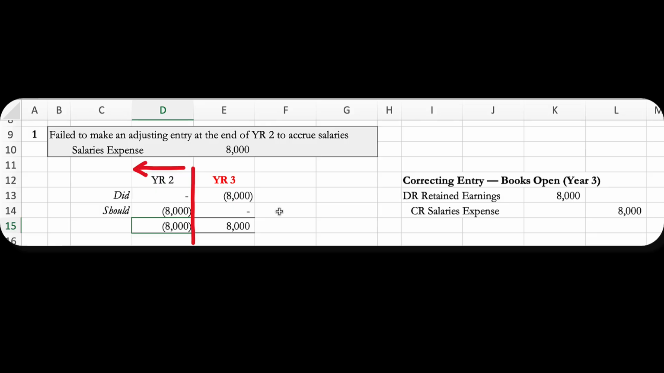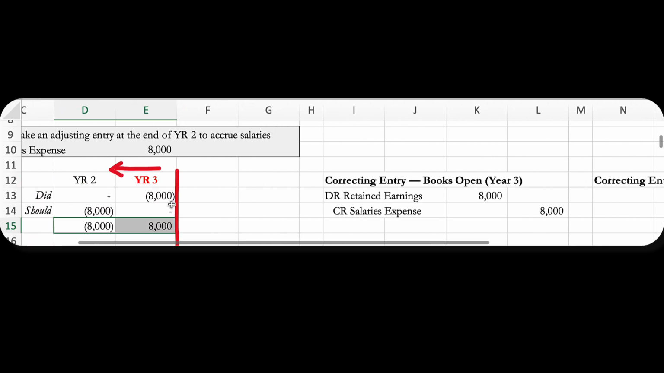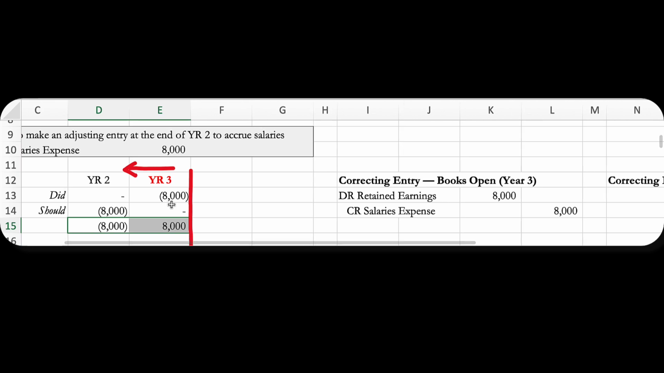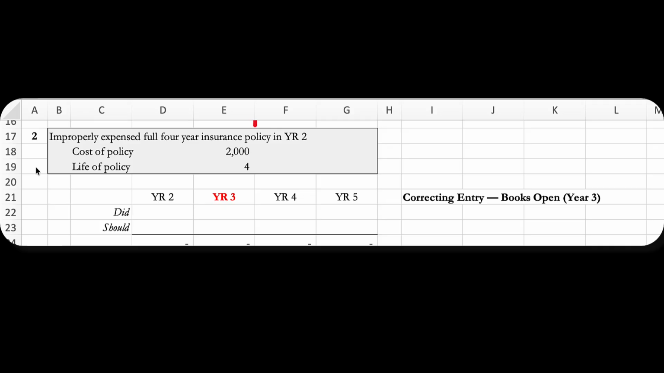If they were to ask you what's wrong with retained earnings at the end of year 3, I would put my line over here, and everything to the left of this line would be what was wrong with retained earnings at the end of year 3. So in that case, it would be counterbalanced. So our correcting entry, if the books are closed, that red line represents the closed books. Everything to the left of it is what's wrong. And I don't need to do anything because this is a counterbalanced error. So I'm going to say no entry here. Error is counterbalanced.